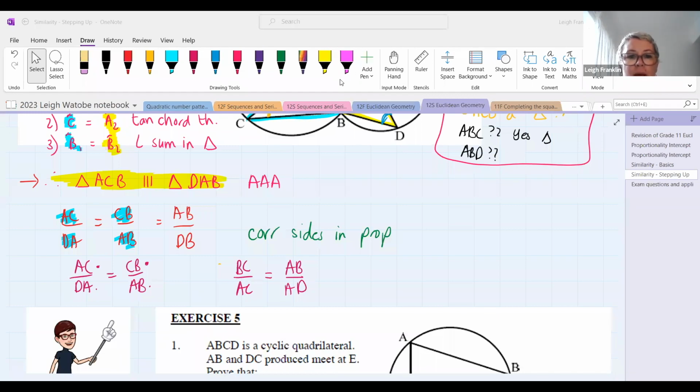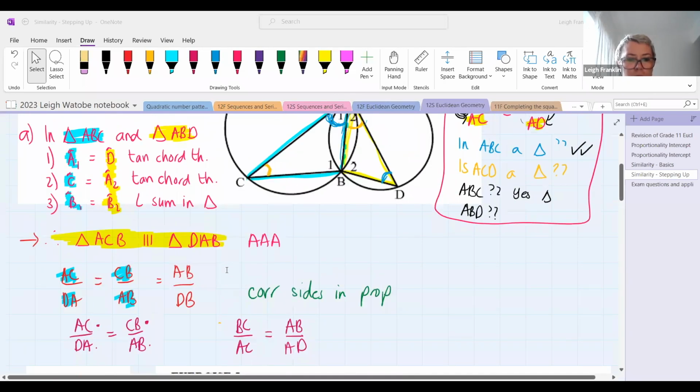Sorry, ma'am, for just unmuting. I wanted to know, ma'am, is this the reasoning, corresponding sides in proportion, or is there something else? No, that's it. That's the reason. So when you write the corresponding sides in proportion, that is the reason for it. Okay, ma'am. All right, no problem.